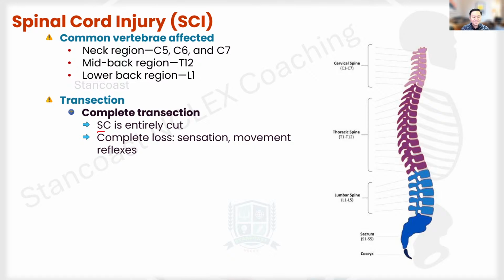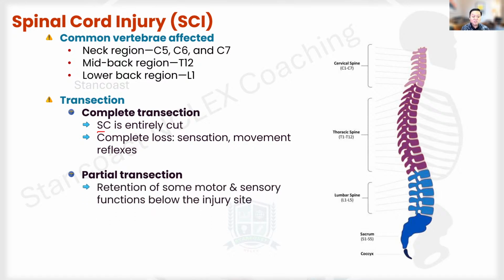All right. Now, let's talk about the second one, which is the partial transection. What is this? Well, this is going to involve the partial damage of the spinal cord. And this is going to allow some kind of retention in the patient's sensation and also their motor function, especially below the injury site. Okay, so there will be some retention of their sensation and also the motor function.